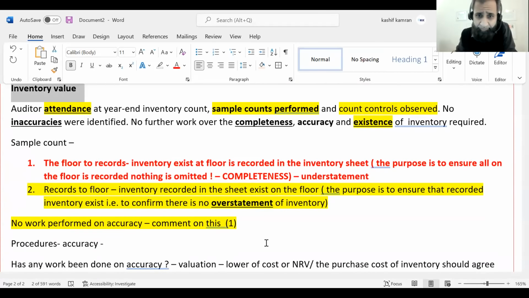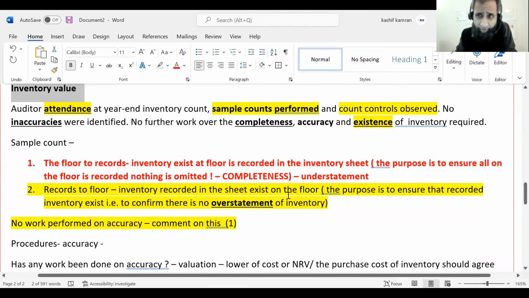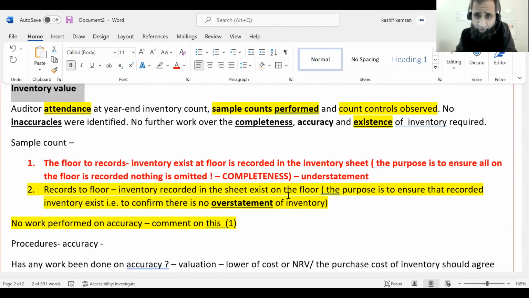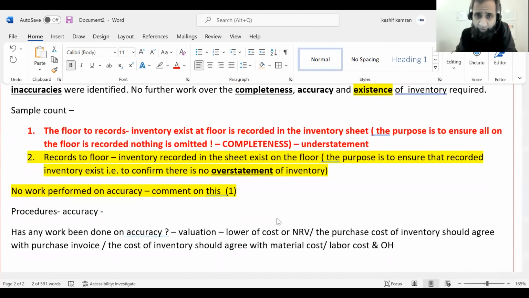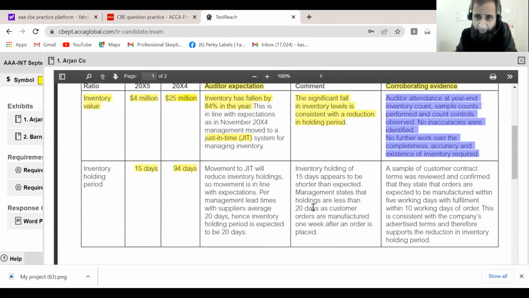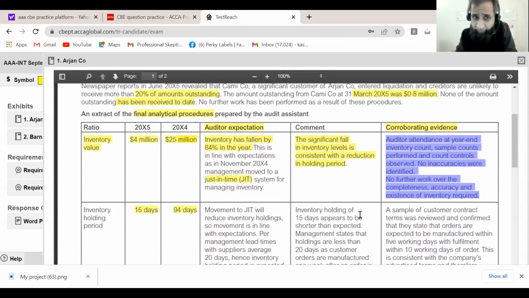Is that clear to all of you? I'm not writing the full answer, but I hope you have got the track of what you need to do for inventory value. And this way, you go over the rest of the question. You have inventory holding period, and this is the evidence you got on the inventory holding period.